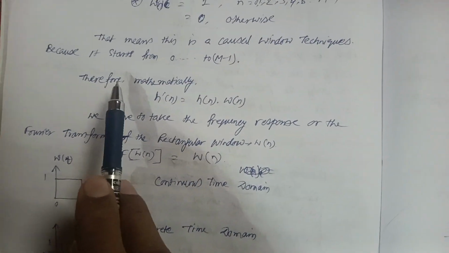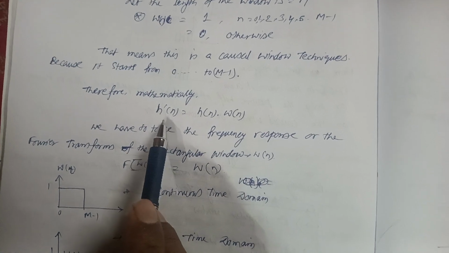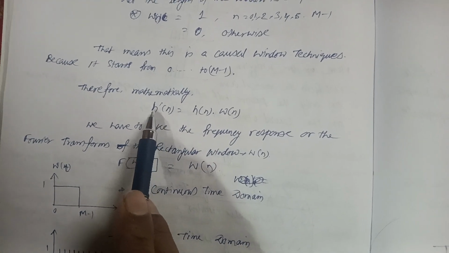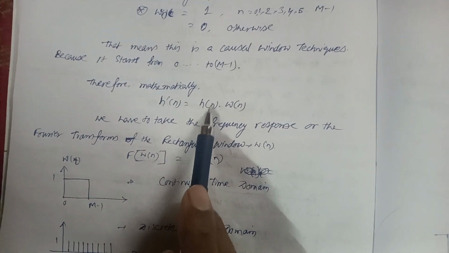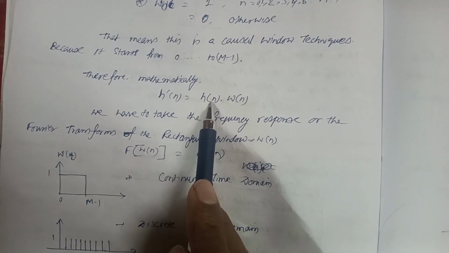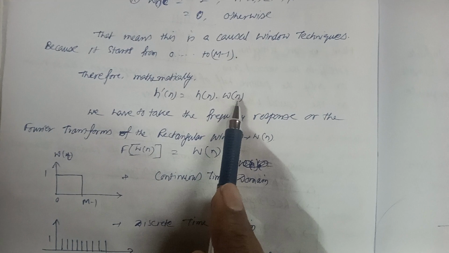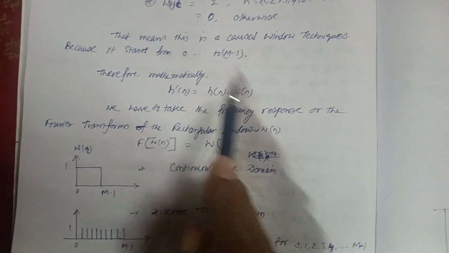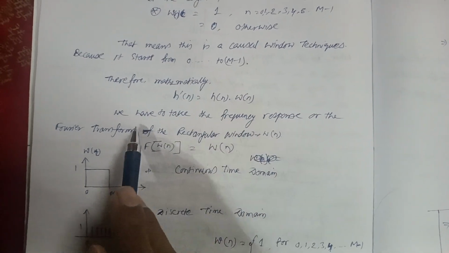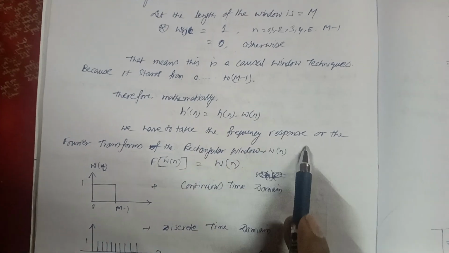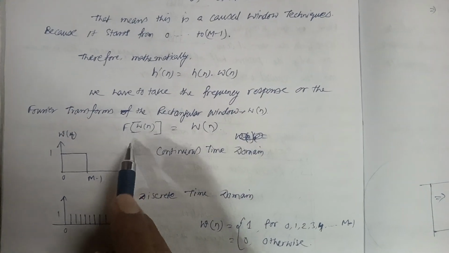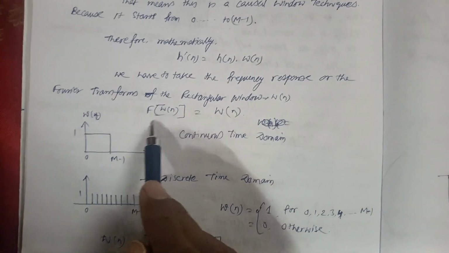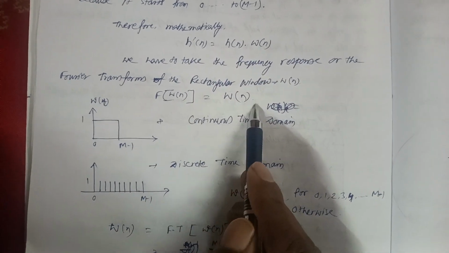So mathematically we can say h'(n), this is my FIR filter, meaning the final output, equals h(n), this is the impulse response, infinite impulse response, times w(n), where w(n) is the window technique. Here we have taken the rectangular window. So you have to take the frequency response, or the Fourier transform, of the rectangular window w(n). We know the Fourier transform F of w(n) equals capital W.